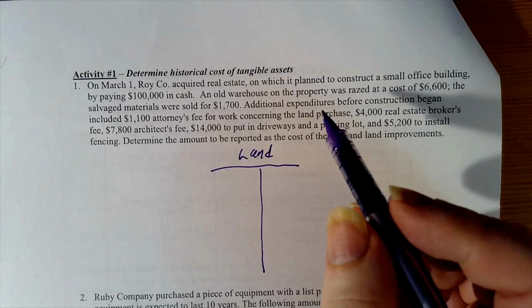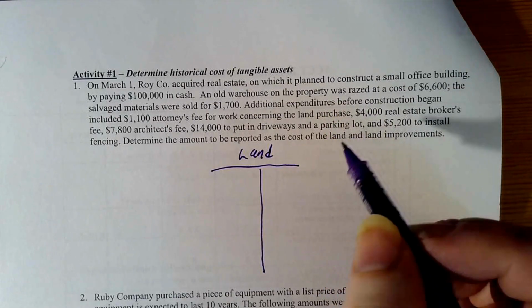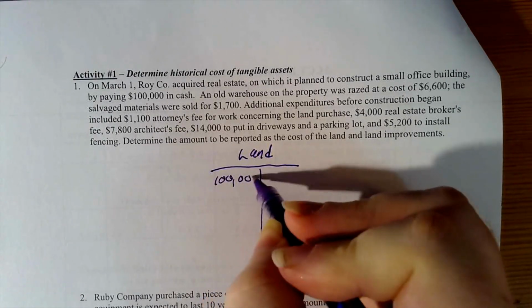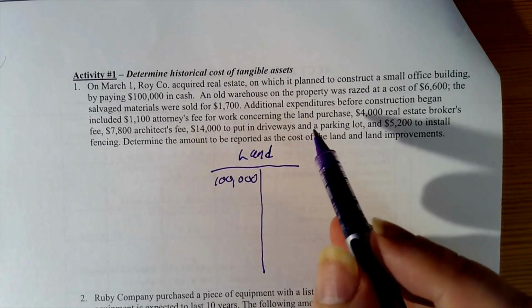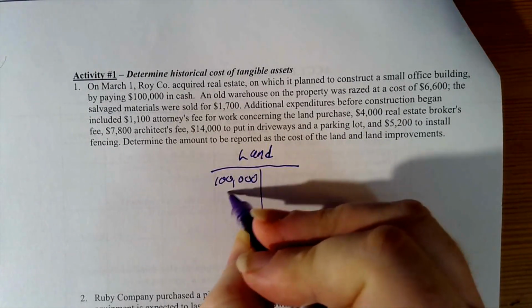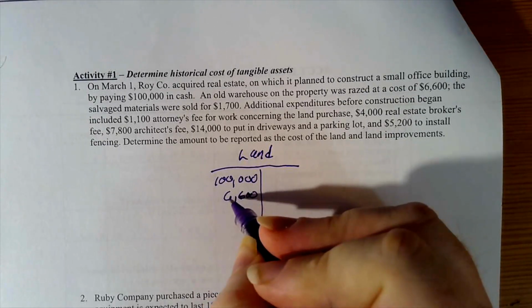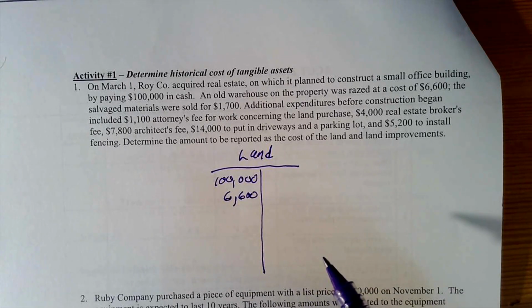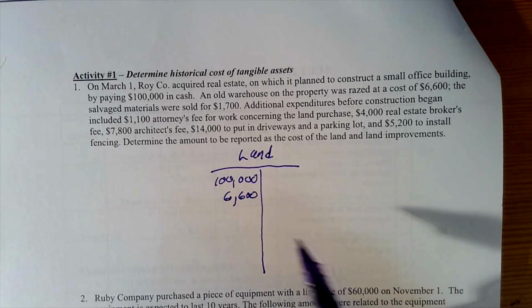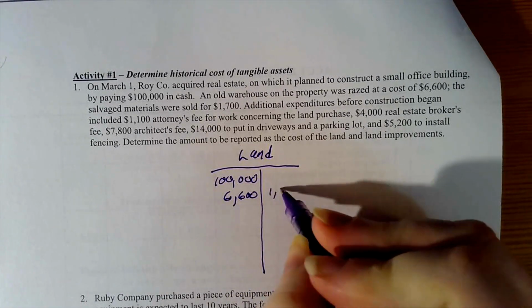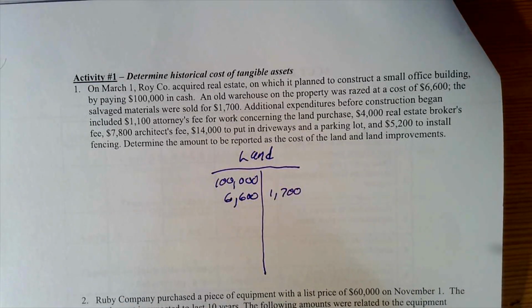If I read through it, it says we plan to construct a small office building by paying $100,000 in cash. Okay, so that's the original price of the land. An old warehouse on the property was razed. In other words, we had to tear it down. Well, that was necessary to get the land ready, so we're going to add that expenditure to the value of the land. The salvage materials were sold for $1,700. We spent $6,600 tearing down that building, but we got back $1,700 because we sold off some of the salvage materials, so that offsets the $6,600.